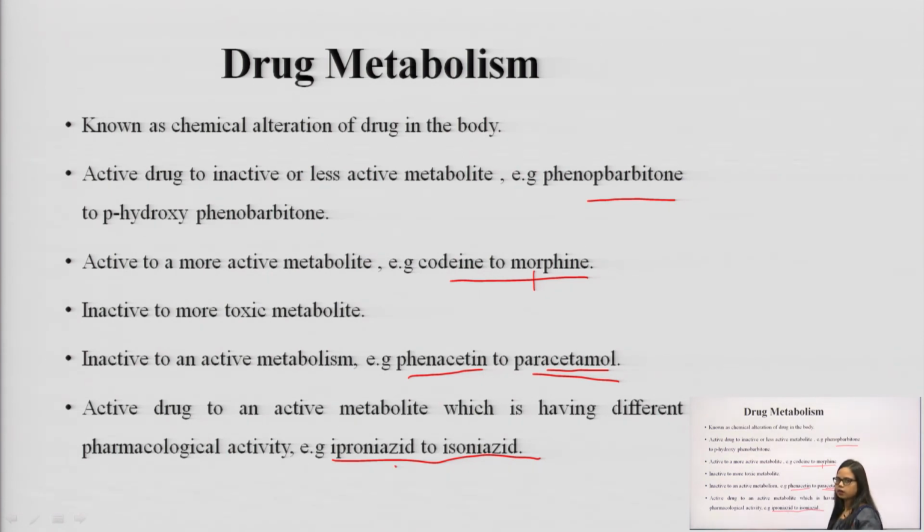Iproniazid was earlier known as an antidepressant drug, but it is also used as anti-tubercular, and isoniazid is mainly used as an anti-tubercular drug. So, the active drug to an active metabolite has a different pharmacological activity. This was also active, this was also active, but now they have different pharmacological actions.